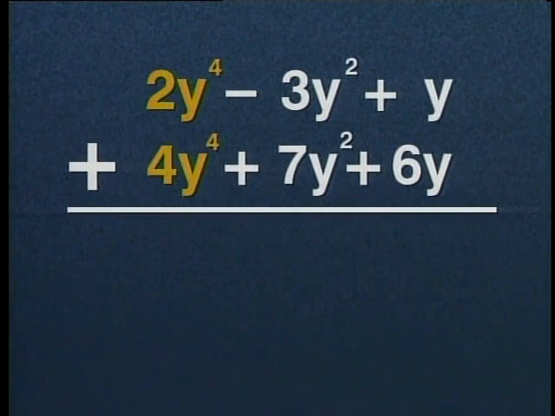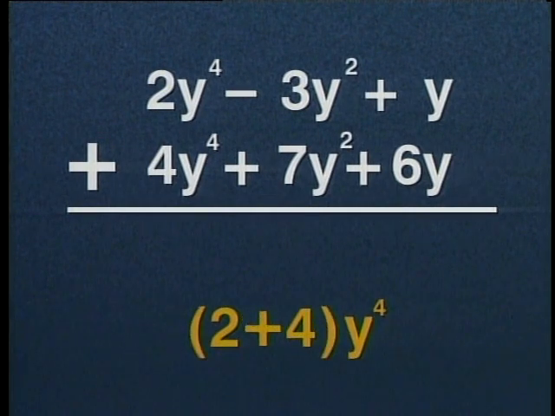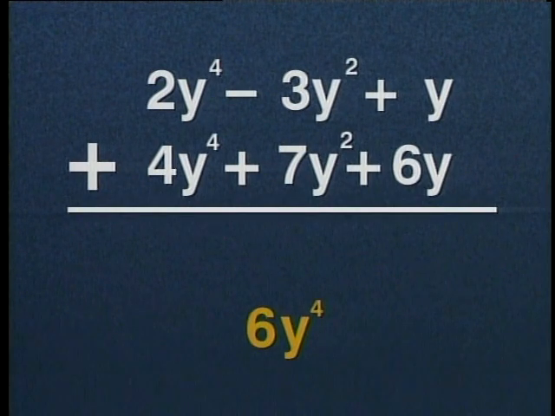Let's work with the first terms of each expression, 2y to the fourth plus 4y to the fourth. Since y to the fourth is common to both terms, we can factor it out using the distributive property to give us 2 plus 4 times y to the fourth. Then we can combine the remaining terms to get 6y to the fourth.